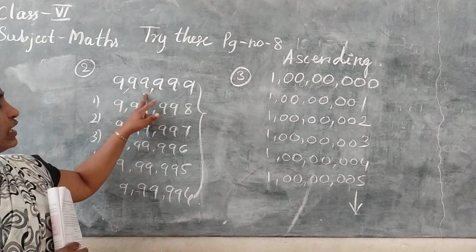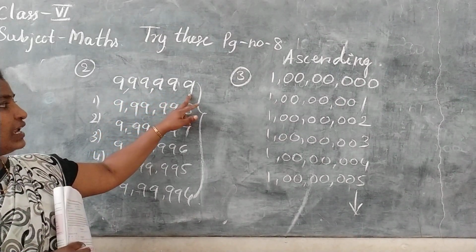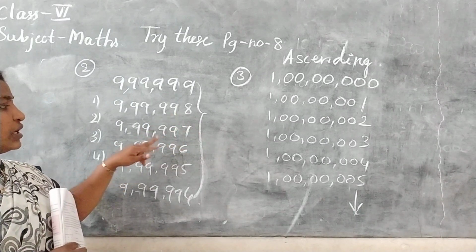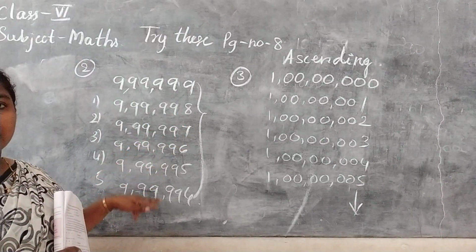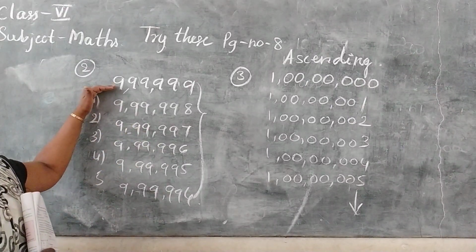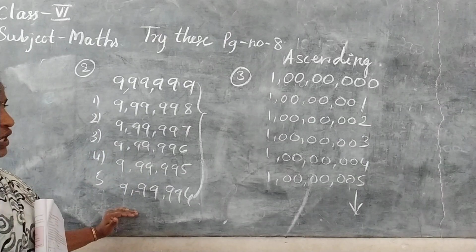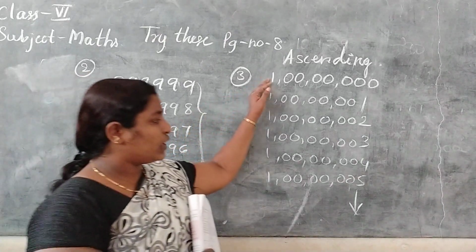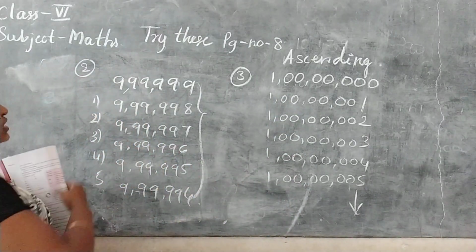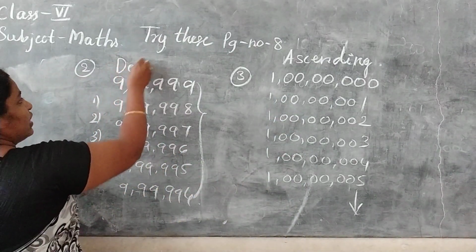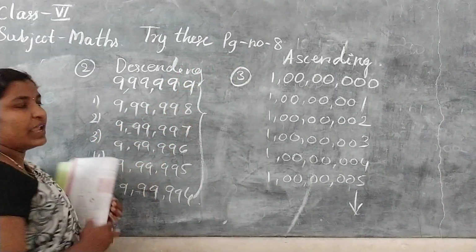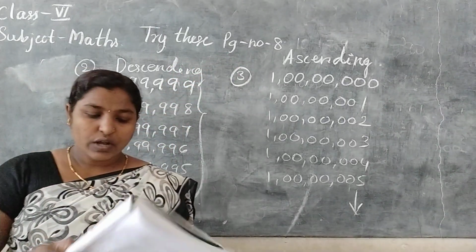Now 9,99,999 is bigger than 9,99,998. This is bigger than this, this is bigger than this, and this is bigger than this. So what have we done here? Biggest to the smallest we did. Here, smallest to the biggest we did. So this is ascending and this is descending. So this is Try These, page number 8.